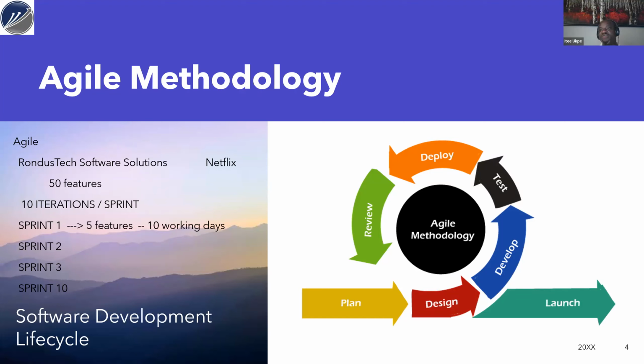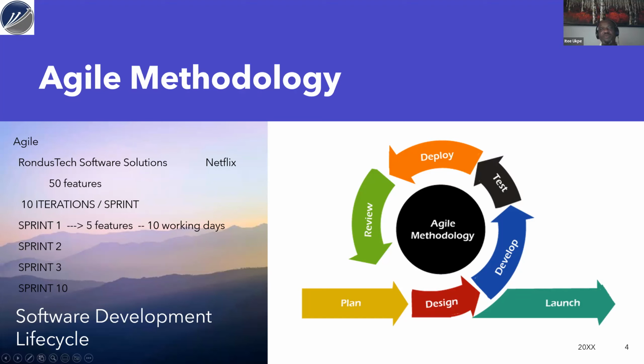What are the features that we're developing? What are the stories that we're developing? And the stories are directly related to the needs of the customer, what the customer actually wants you to do. And you go through this phase: plan it, design it, develop it, test it, deploy it, review it, right? Then you go to another sprint.